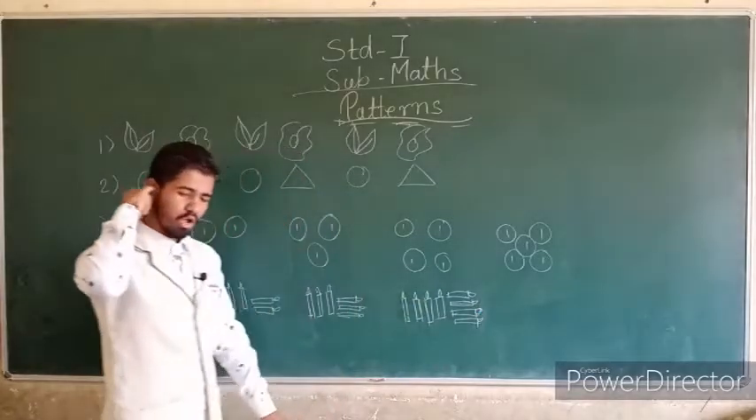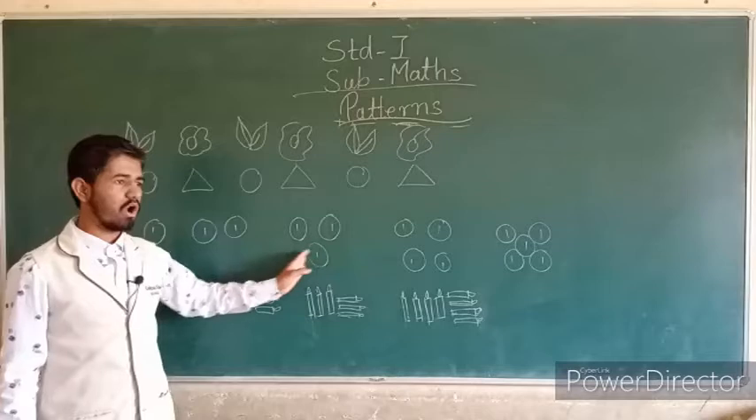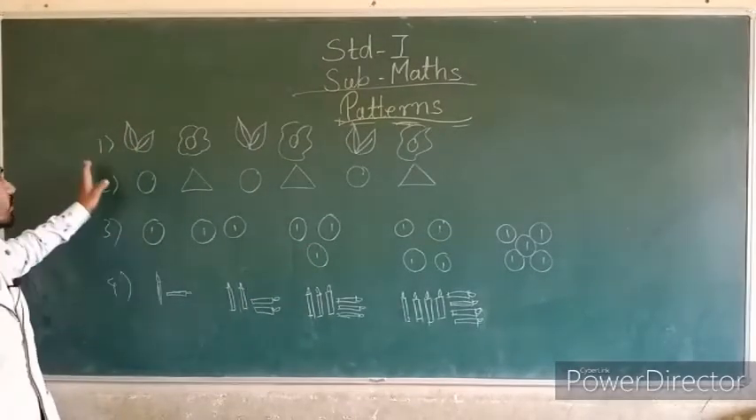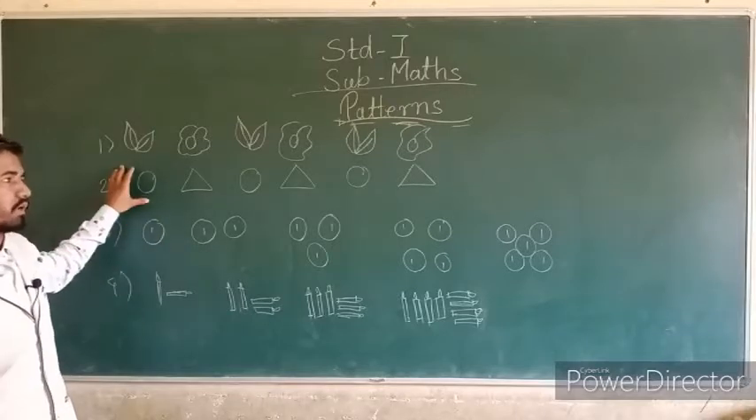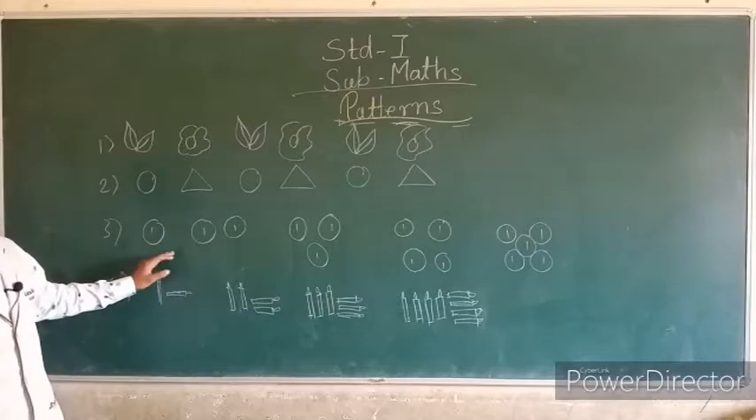Okay, students, all of you understand how to solve this example. The shapes increase in the third example and the fourth example. But here they do not increase. The lips and flower here are not different. Here, these examples are different. Okay.